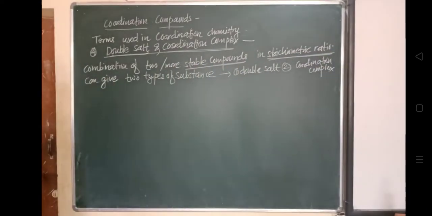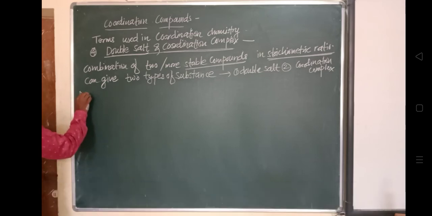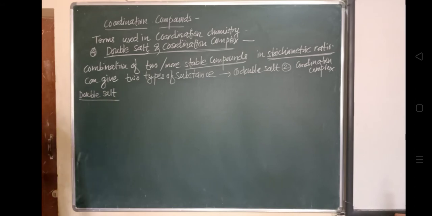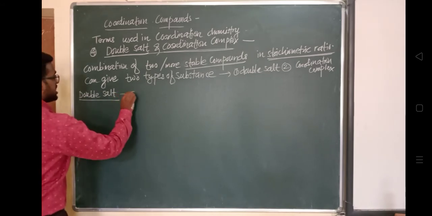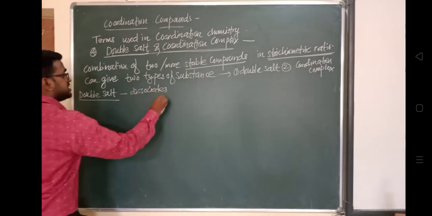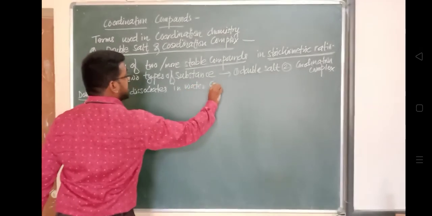And when this Mohr's salt is dissolved in water, it gets completely dissociated into simple ions. And what are the simple ions that will form? Fe2+ in aqueous form will form. The second is 2 NH4+ in aqueous form, because of dissociation in water.